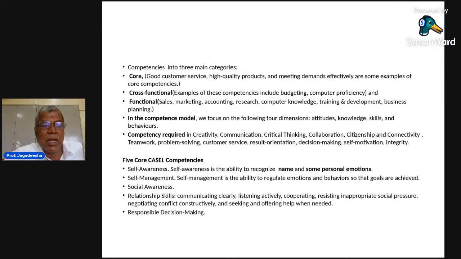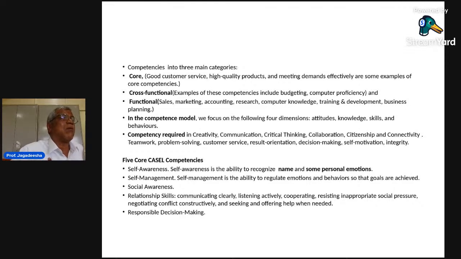Well, competency falls into three main categories. What are those? Otherwise, you can say there are many. The very first and foremost important is the core. What is this core? Core competency is one which cannot be imitated by the competitors or other companies, right? I tell you, we have got a good core competency.